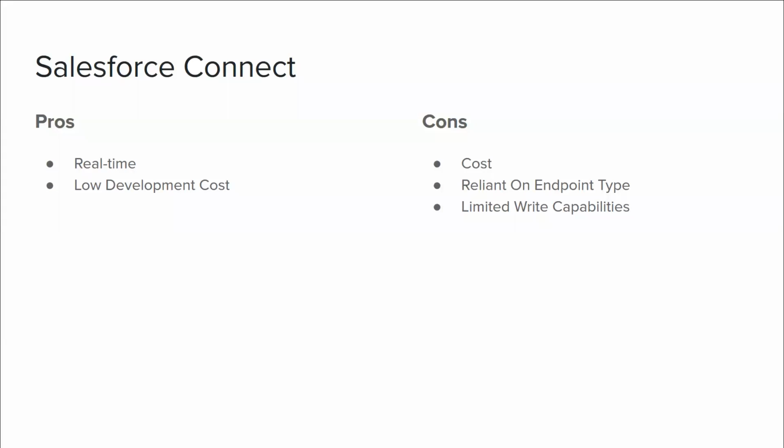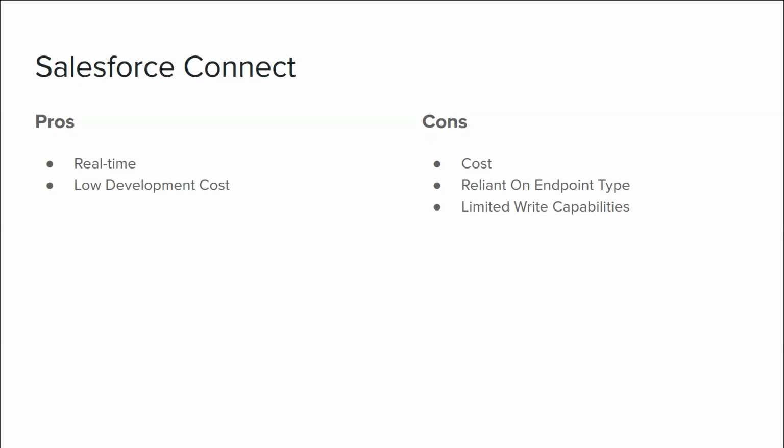It is a little expensive. You do pay per endpoint that you use with it, and those endpoints also have limited security options, similar to the outbound message, or outgoing message. You can still use credentials and stuff, but they're not as wide open as with the Apex REST callouts. It is reliant on the endpoint type. So you may not be able to use an existing REST endpoint that you have.